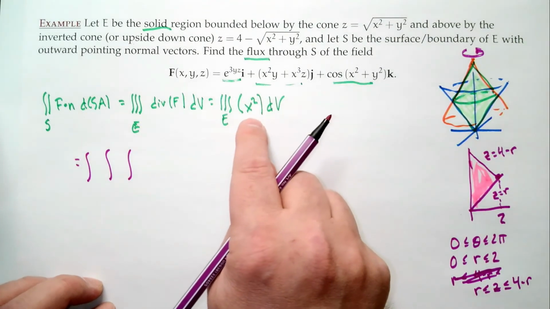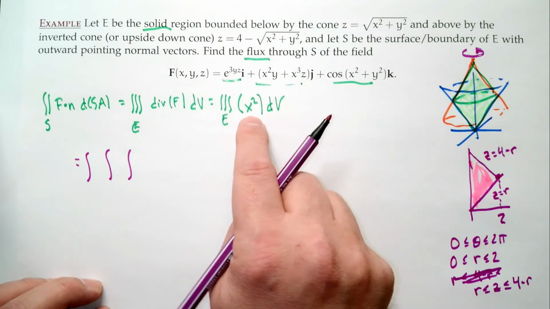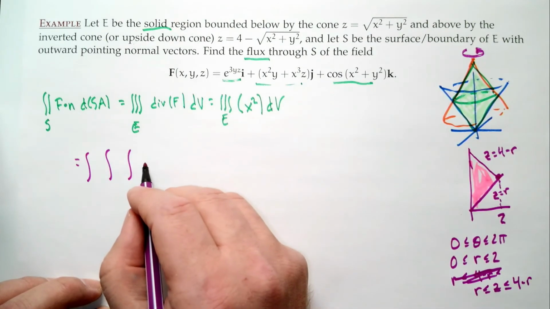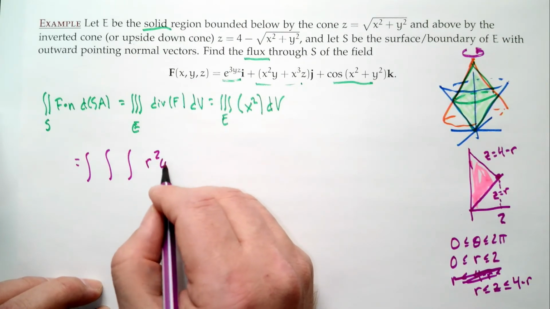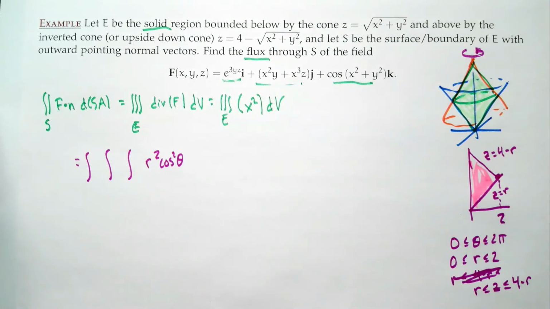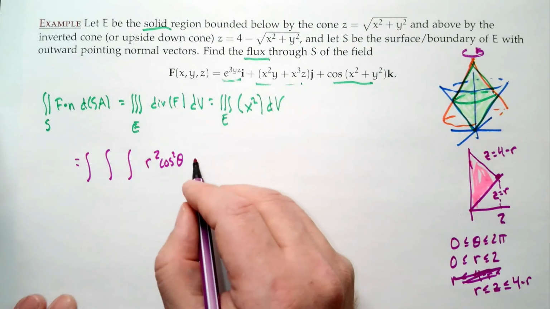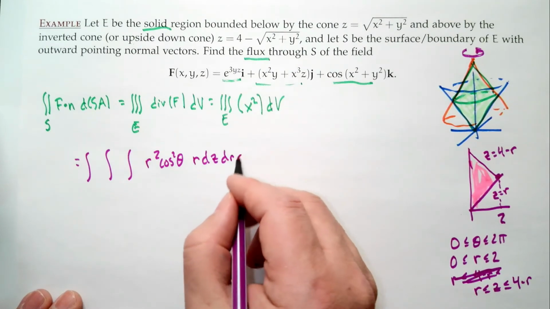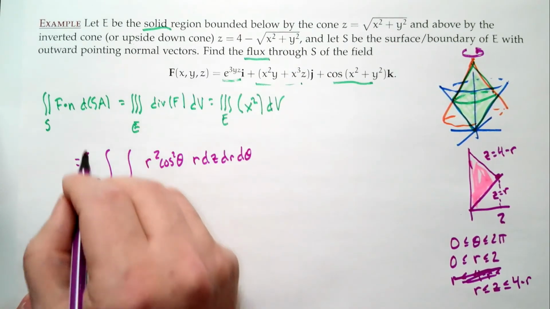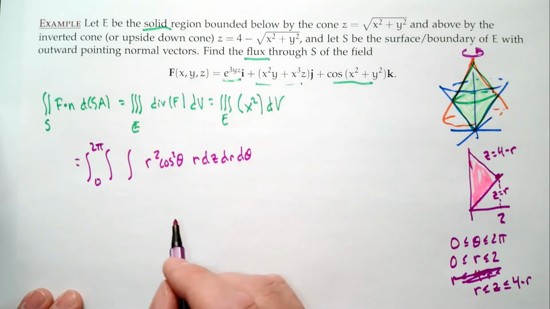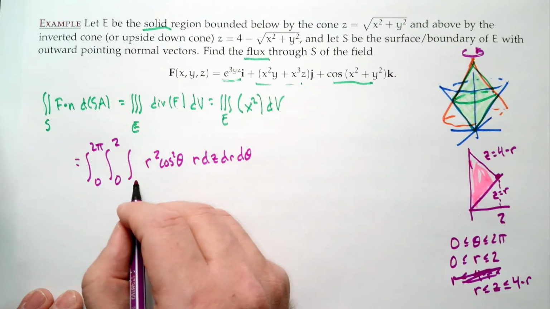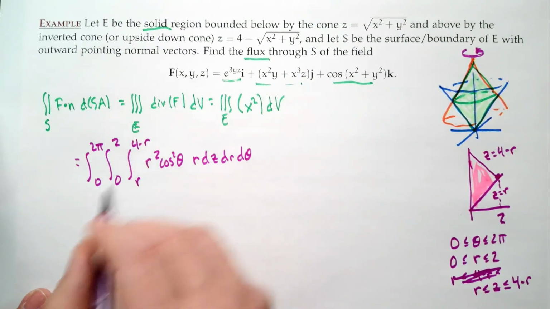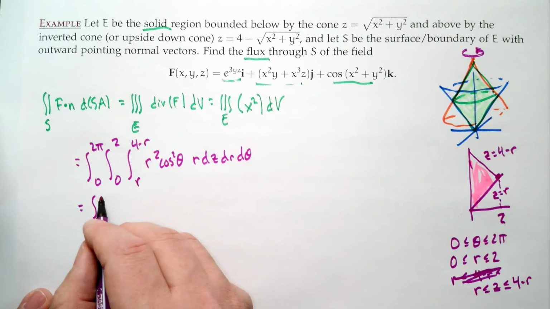What does x squared become in cylindrical coordinates? R squared cosine squared theta, because x is r cosine theta. dV is still r dz dr d theta. We've got 0 to 2 pi for theta, r goes from 0 to 2, and z goes from r to 4 minus r. So, well, we start integrating.